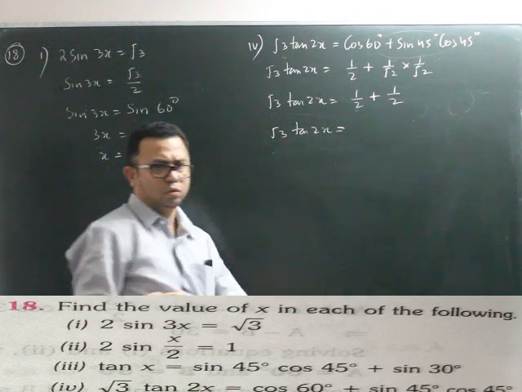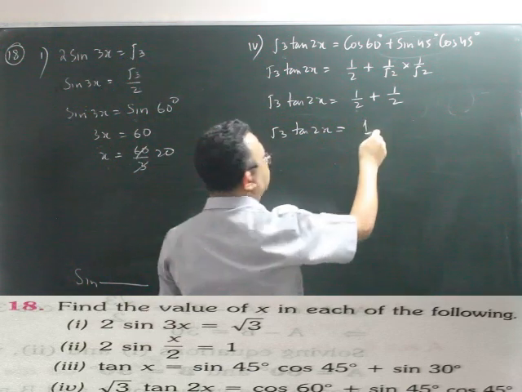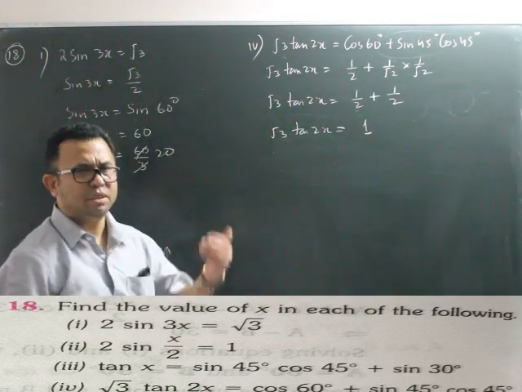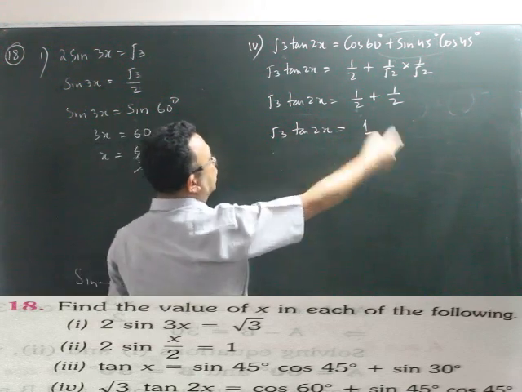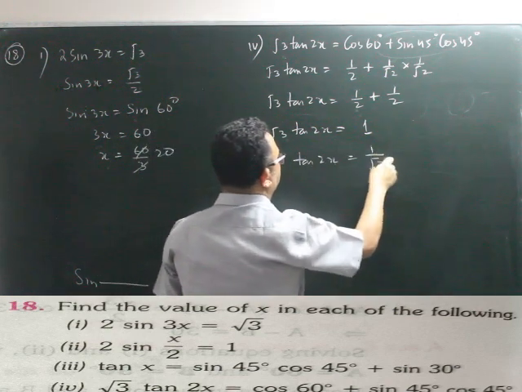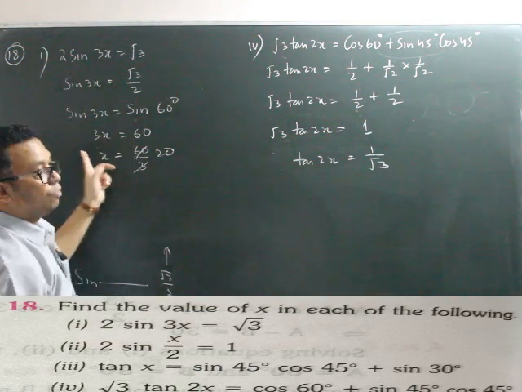Half plus half, you all know, half and half, when you add them, it will come 1. Or if you don't believe it, just take the LCM and add it, it will come 2 by 2, and 2 by 2 is 1. Now we are ready to transfer this root 3. Transfer root 3 to the other side. It is tan 2x equal to 1 by root 3. Now there is no coefficient. We have to make it totally free from coefficient.